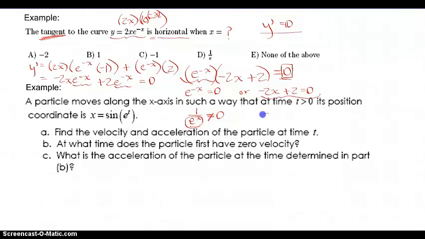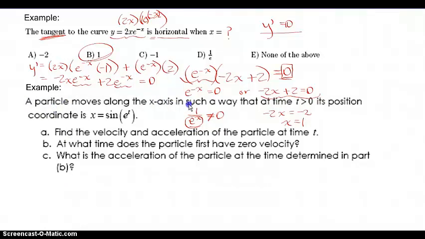So that is negative 2x equals negative 2, so x equals 1. And that is choice B. So there's your first derivative of e to the x example using the chain rule. Now, here is a free response problem.